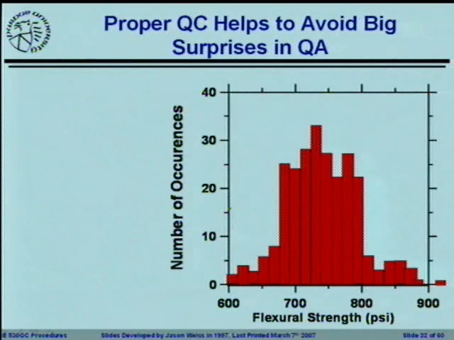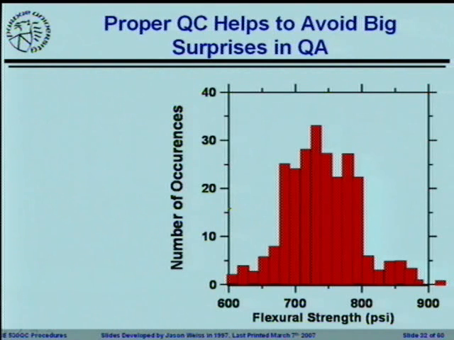Proper quality control procedures will help to avoid big surprises in quality assurance testing. This is quality control done the right way. For those of you who travel through Indianapolis, this is I-65, right around where you can jump off on the Martin Luther King Expressway. This is a project that actually won a national quality award for the concrete pavement that's been placed down there. This is the quality control.